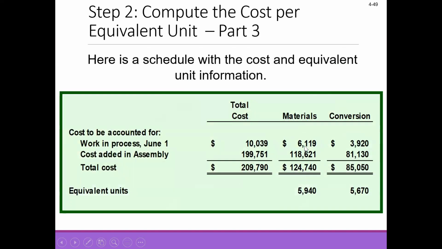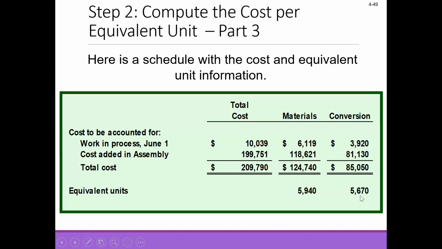So, starting the month, we had $10,039 in costs for the materials and the conversion. We added to that the $199,751, the materials and the conversion. So our total cost during the period is $209,790, showing the amount that was materials and the amount that was conversion.